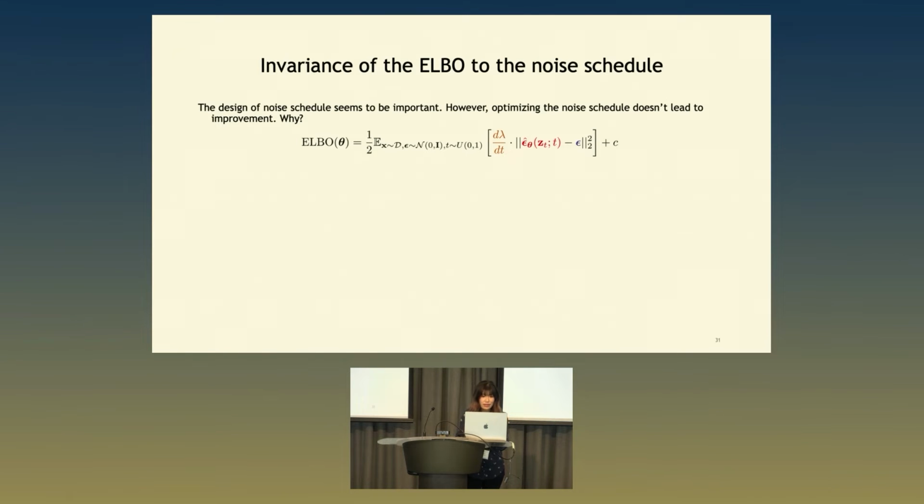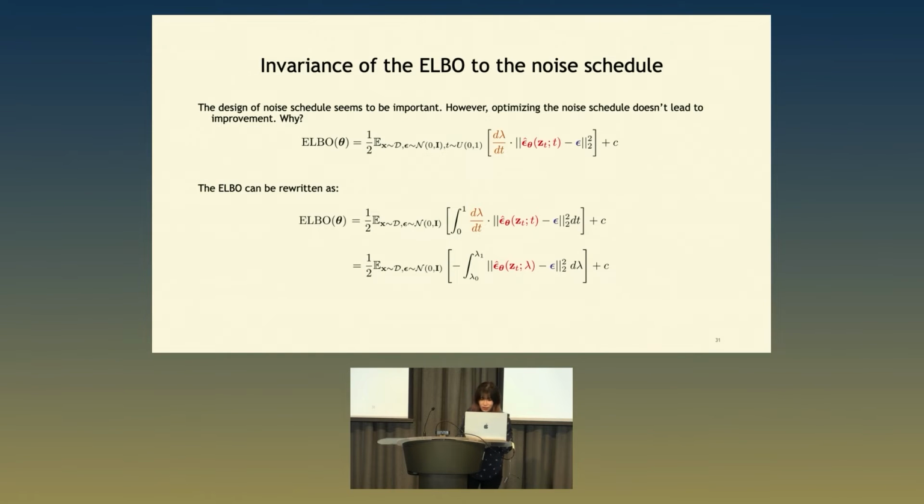To be more specific, this is our ELBO, and it can be written as an integration over the time t. If we do a change of variable, changing this dt to d lambda, we can see that this brown term actually disappears. And this ending training objective is actually irrelevant to the probability of lambda. So this ELBO is only related to the endpoints of the noise schedule, which means we don't need to worry a lot about the schedule in between the endpoints if we only care about ELBO or weighted ELBO.